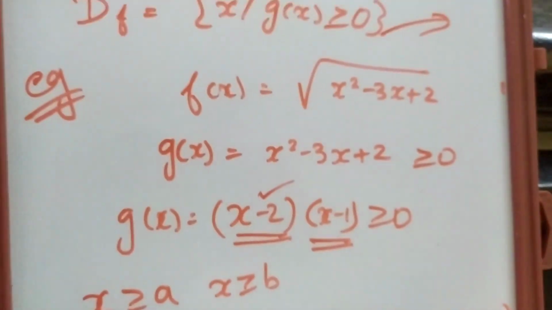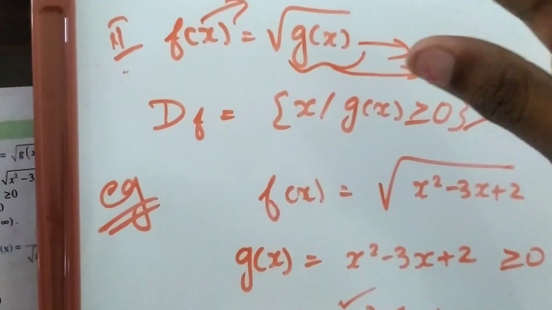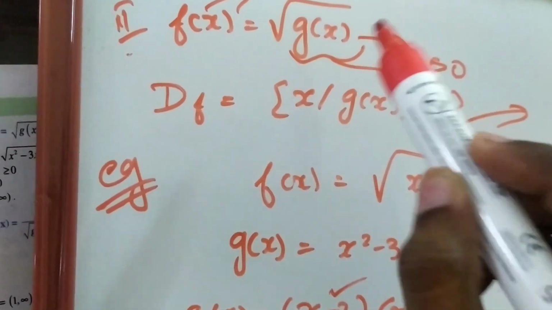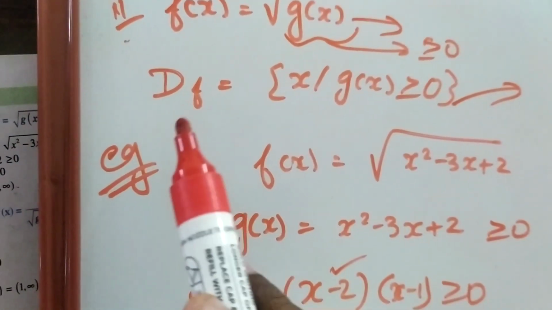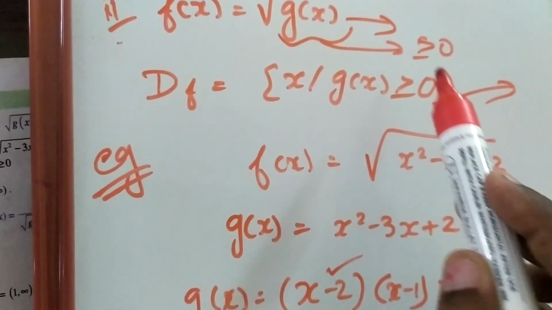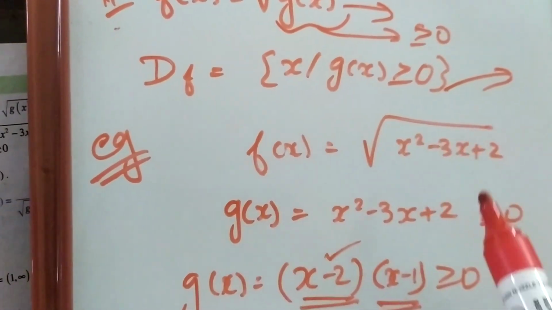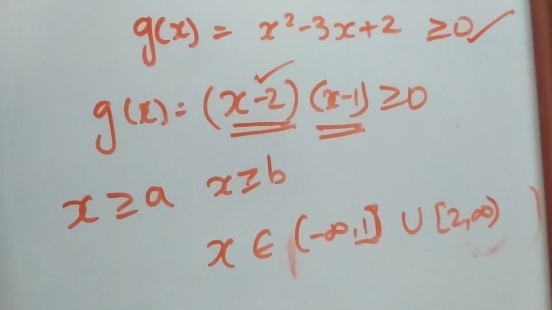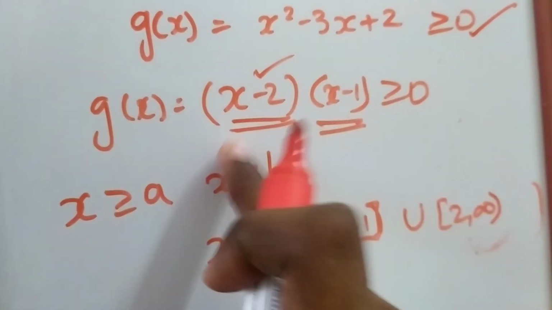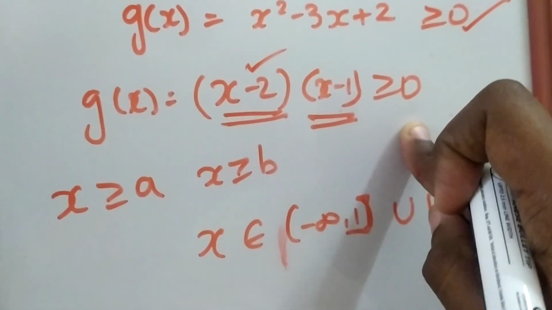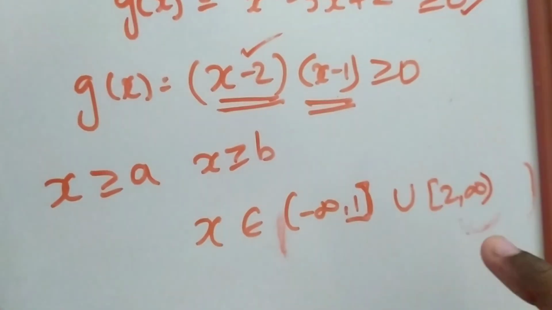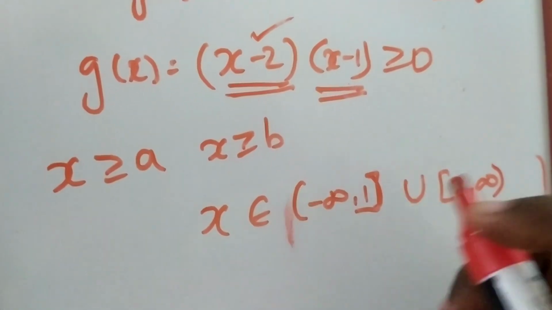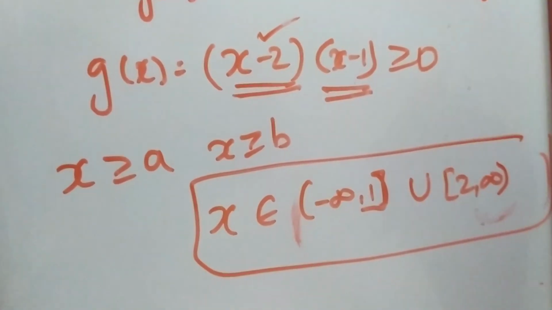Understood? So here the thing is f of x is equal to root of g of x. When the function f of x is in this format, to find the domain we have to consider g of x should be greater than or equal to 0. So if you substitute the values now, you will get this. Here both the terms are greater than or equal to 0. So we write the greatest term as 2 comma infinity and the lesser term as minus infinity comma 1. So that is what your domain is.